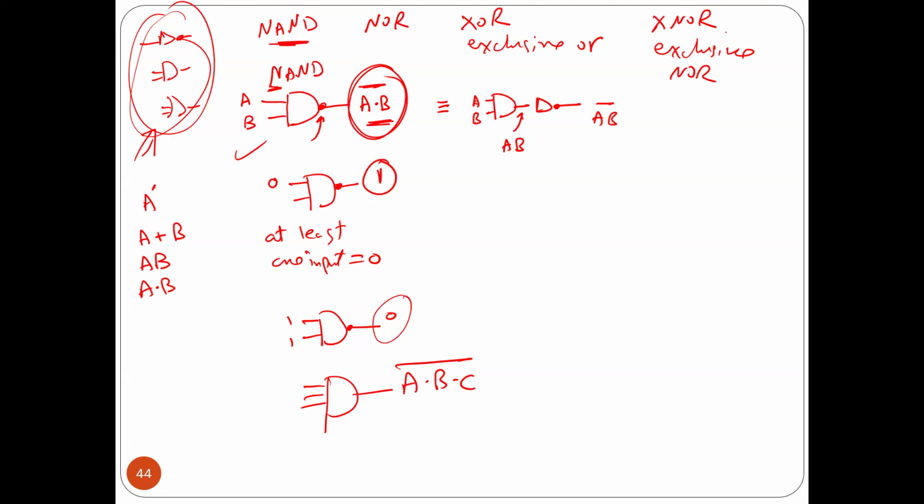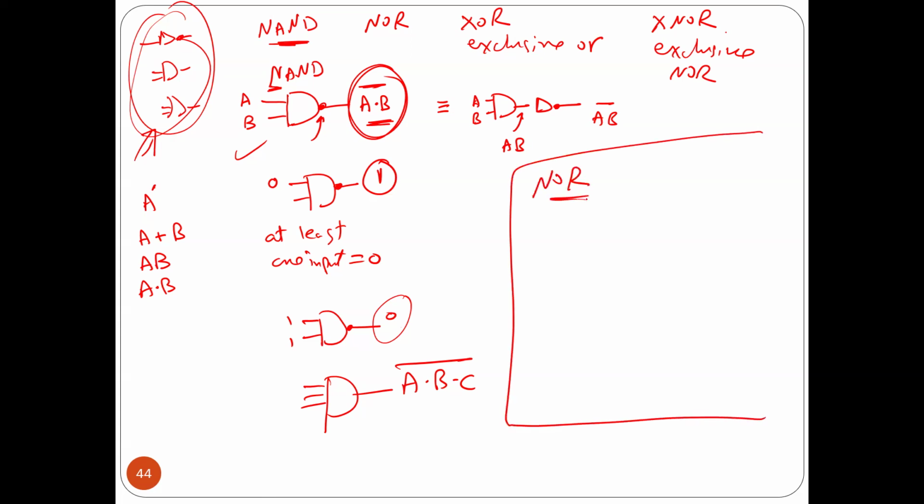So now the question is, let me finish NOR, and then I'm going to explain why we need new gates, why we don't just use the basic operations. I'm going to tell you, but let's finish NOR.